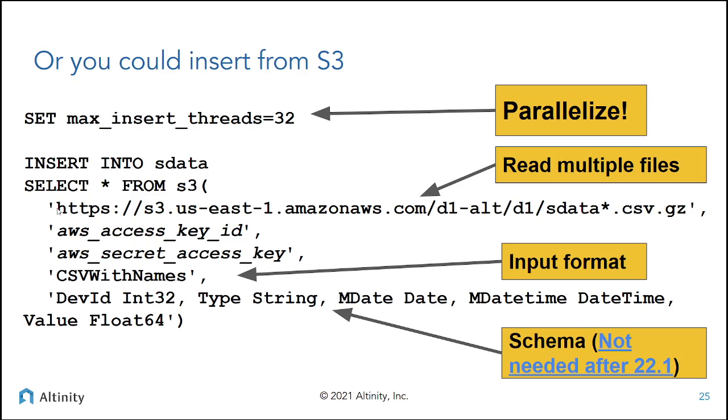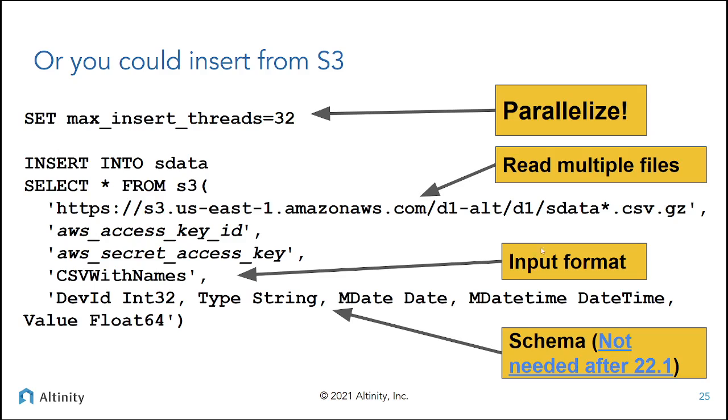And you can see we've got a nice long URL here. We're going to include our access key and our secret key for Amazon. We're going to give the input format. And in current releases up through the end of last year, you also had to give the schema. Sort of painful because, as I showed before, ClickHouse Client, for example, can already figure this out. But you have to give the schema, even if you're reading something like Parquet, which actually knows it already, or CSV with names. As of 22.1, which is this month's release, that's no longer necessary.